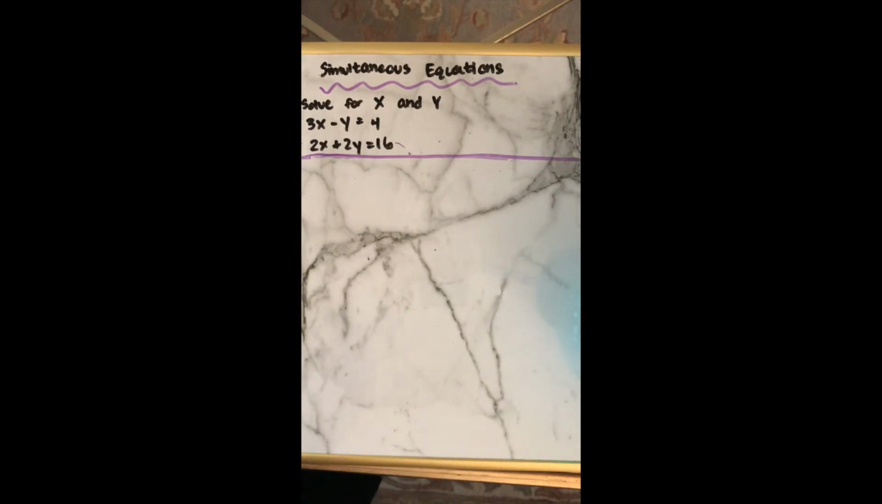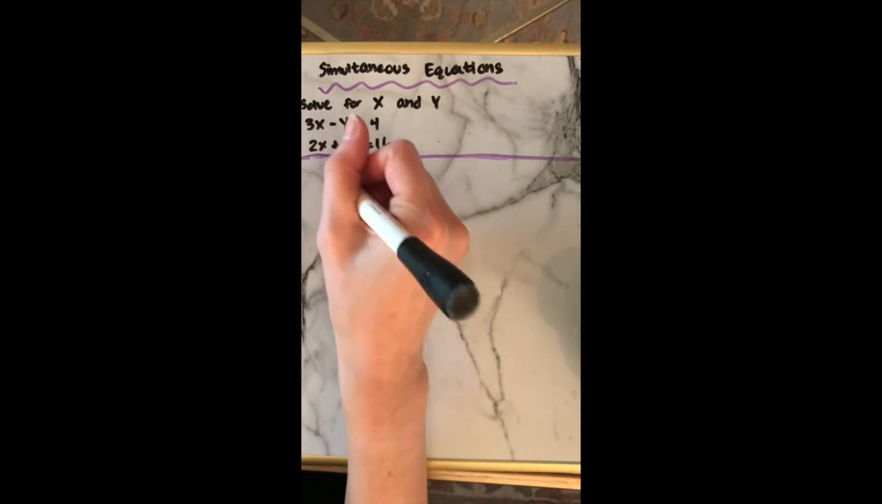So today we're going to be talking about simultaneous equations. We're given these two equations, 3x minus y equals 4 and 2x plus 2y equals 16. And we want to know what x is equal to and what y is equal to. There's three different methods to answer this, and we're going to go over each one. So you choose which one works for you and which one you like. So let's look at method 1.